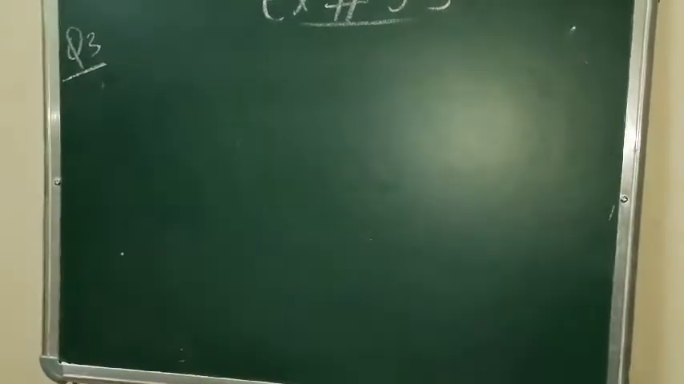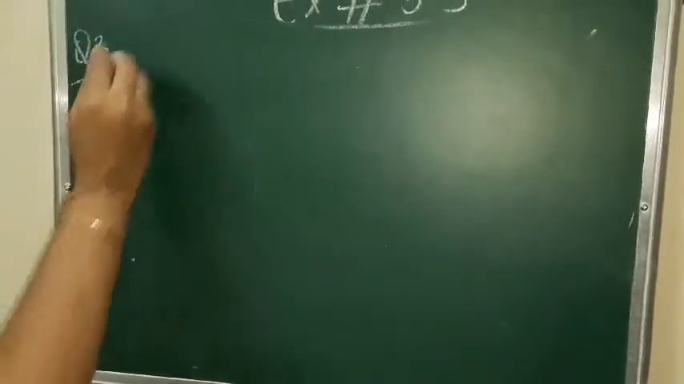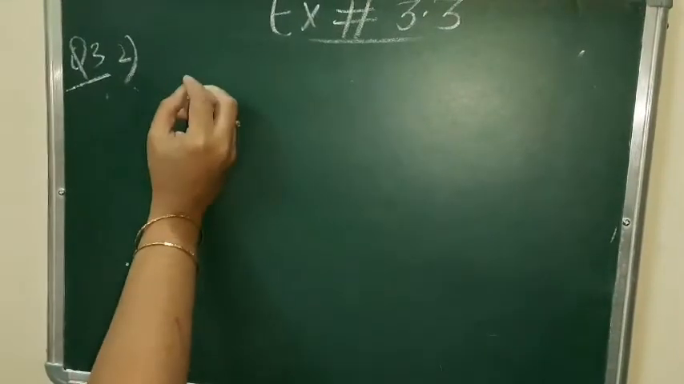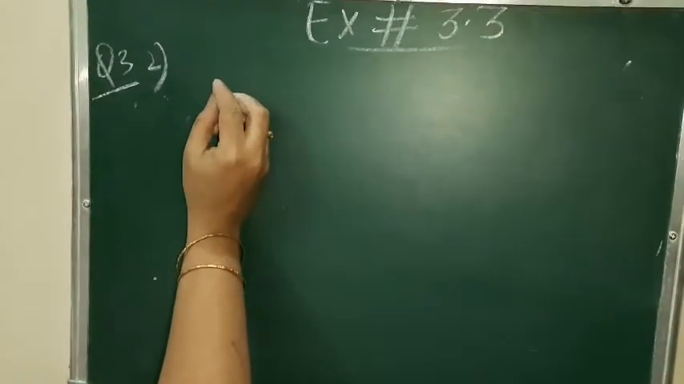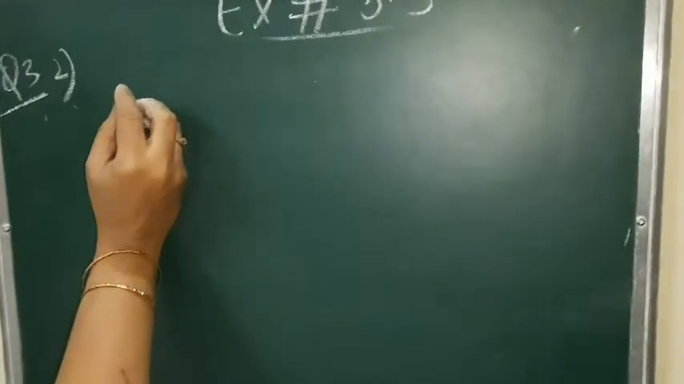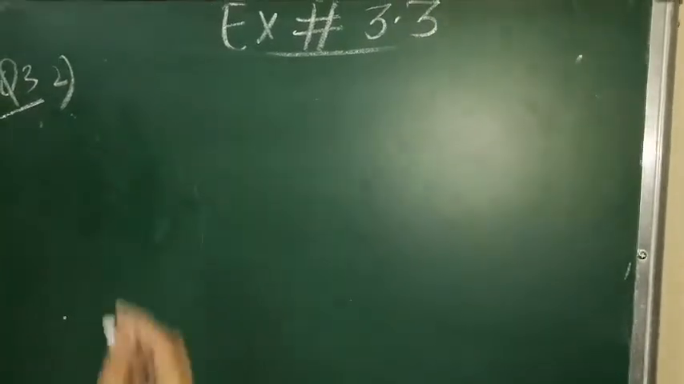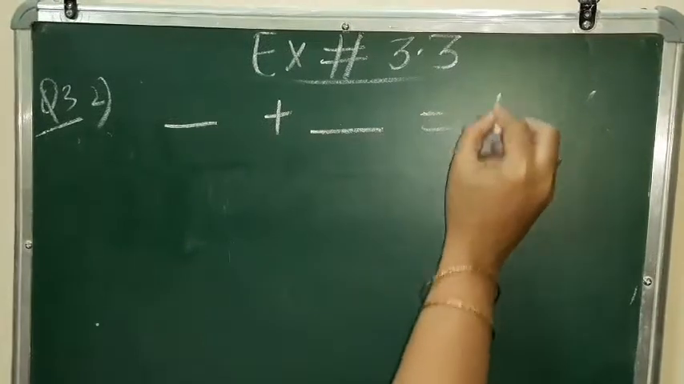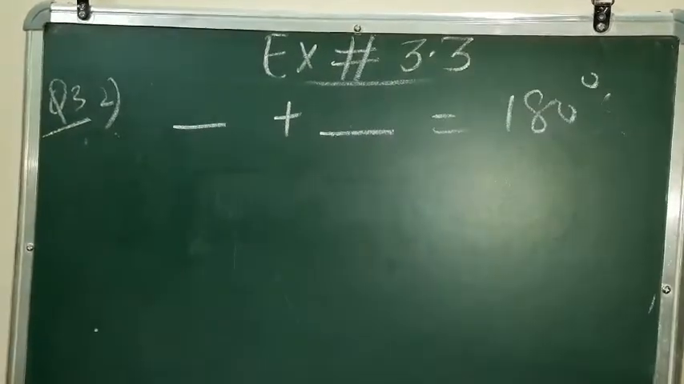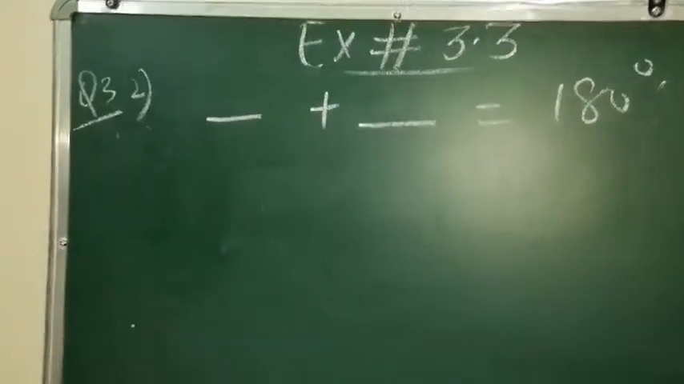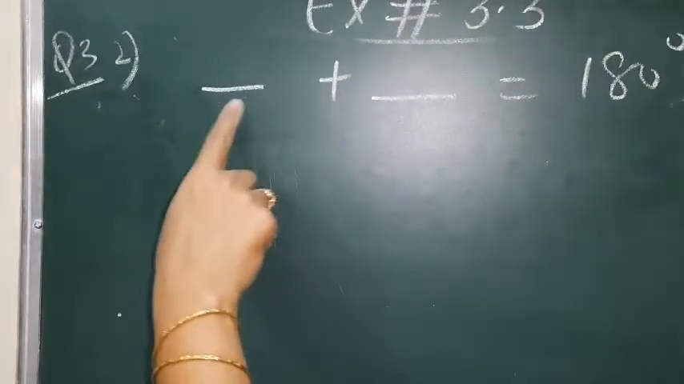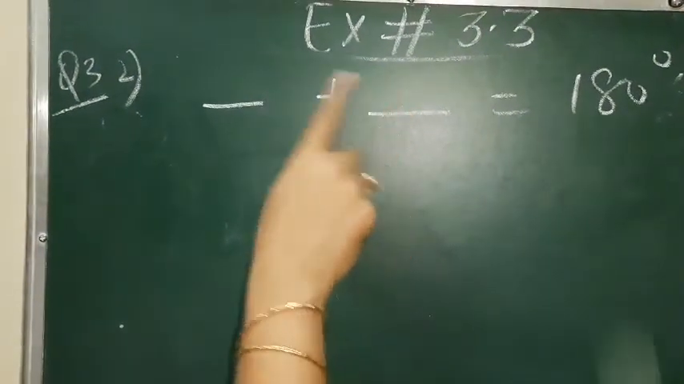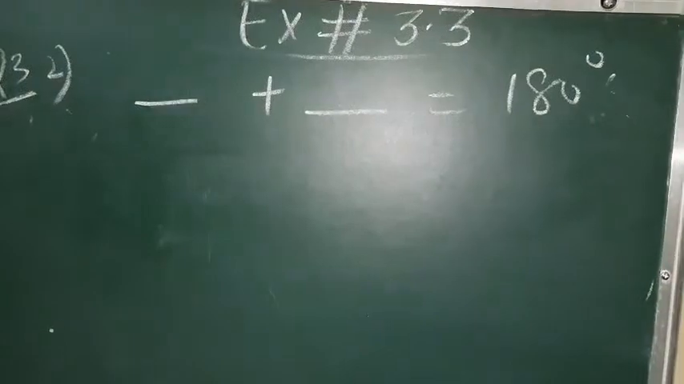Second part of the question is: the larger of two supplementary angles exceeds the smaller by 18 degrees. Now supplementary angles, what do you mean by it? Supplementary angles means the two angles whose sum is 180 degrees. So first you should know the meaning of supplementary angles. Supplementary angles are those two angles which together make the sum 180 degrees.